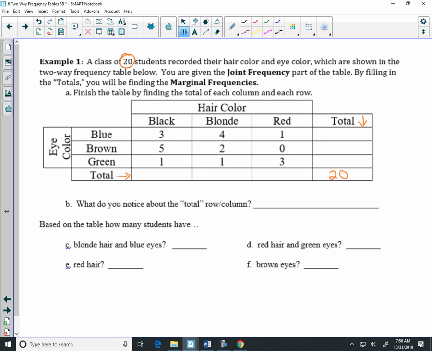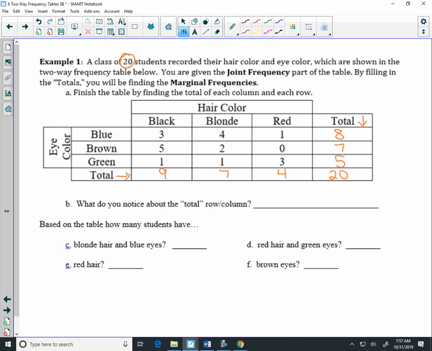Before we do any more work, we're going to add these together. I'm going to add up the students with black hair: 3 plus 5 is 8, plus 1 is 9. And you can absolutely do this using a calculator. 4, 5, 6, 7 have blonde hair. 1 and 3 is 4 have red hair. And we're going to do the same thing with eye color. Our blue-eyed people, 3 plus 4 is 7, and 1 is 8. Brown-eyed people, 5 and 2 is 7. And green-eyed people, 1, 2, 3, 4, 5.